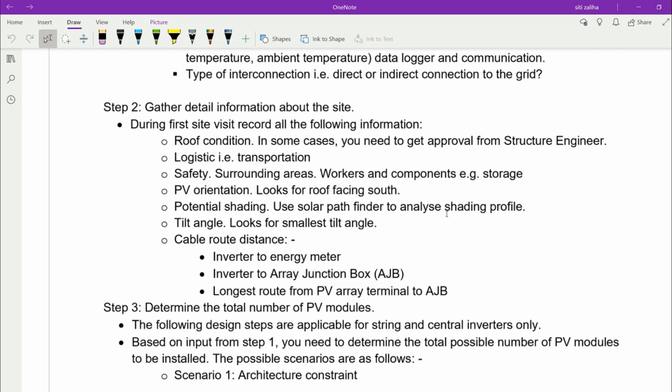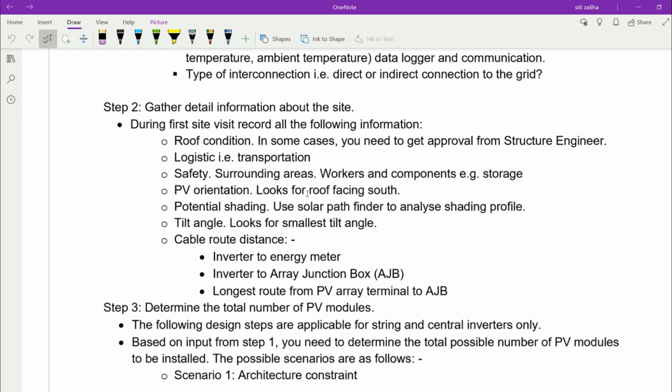Okay, step number 2, gather detailed information about the site. During the first site visit, record all the following information. Record the roof condition. In some cases, you need to get approval from the structural engineer, for example, if the building is an old building. Logistics, for example, transportation. Is it easy for you to transport or bring the equipment to the location? Safety, surrounding area, workers and components, for example, storage.